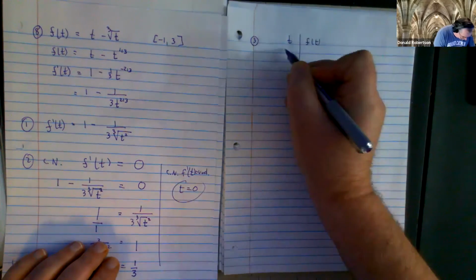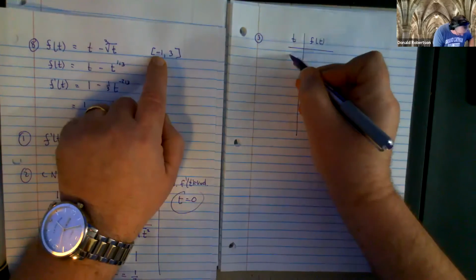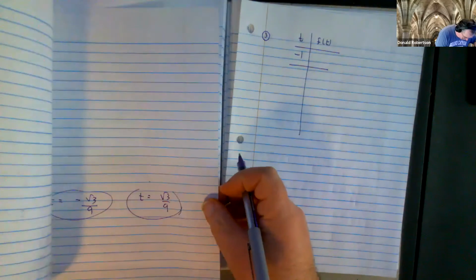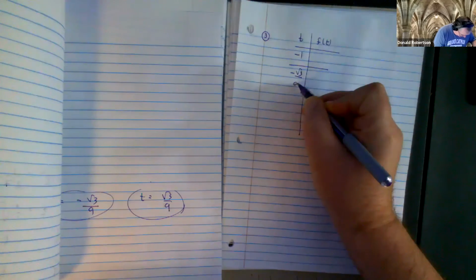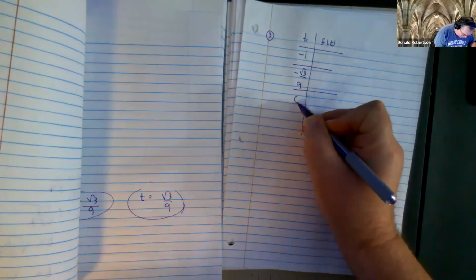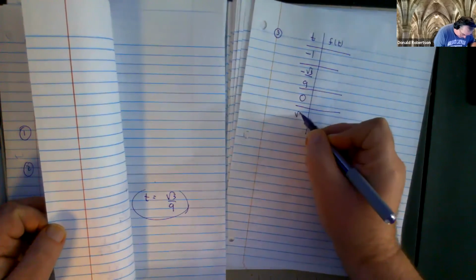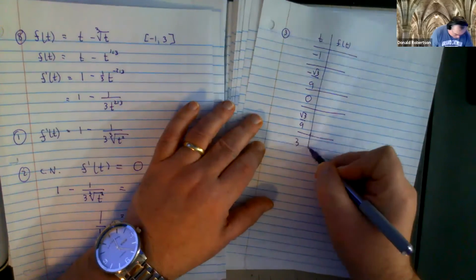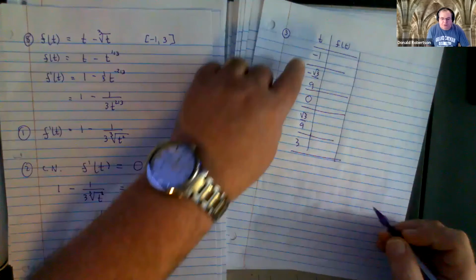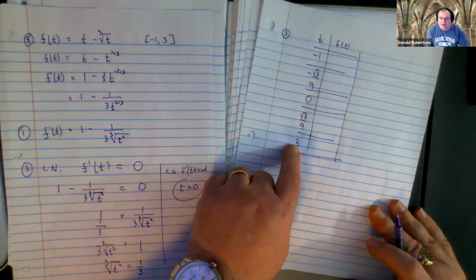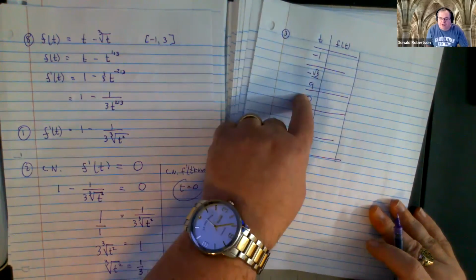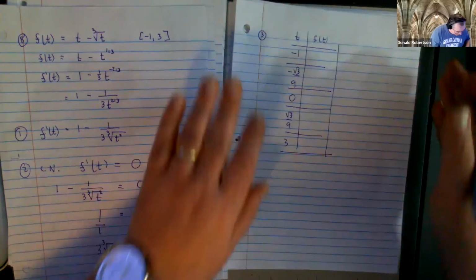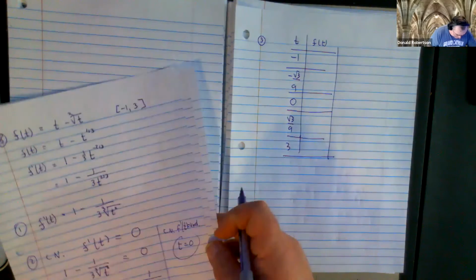And I'm putting them in order. So I start with -1, and then I'll put in -√3/9. Then I'll put in 0. Then I'll put in +√3/9. And then I'll finish with 3. So I got my start number, -1. I've got my finish number, 3. And I've got 3 critical numbers, and I've put them in order. I guess you could just mix them and match them if you felt like it, but to me it makes more sense in that order.